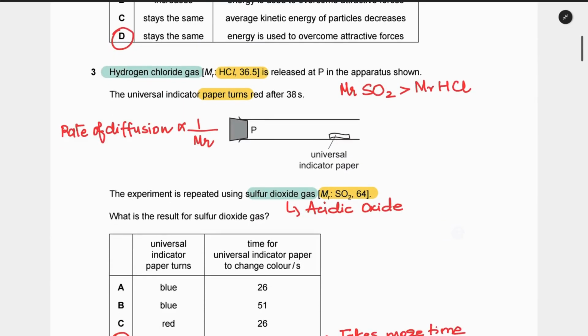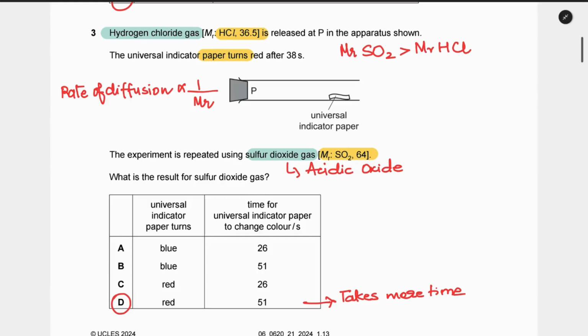Question 3. Hydrogen chloride gas, whose molar mass is given as 36.5, is released at P in the apparatus shown. The universal indicator paper turns red. That means it shows the gas is acidic in nature. The experiment is repeated using sulfur dioxide gas, which has a molar mass of 64. And as you all know, sulfur dioxide is again an acidic oxide. What is the result for sulfur dioxide gas? So if you see here, universal indicator paper turns red.